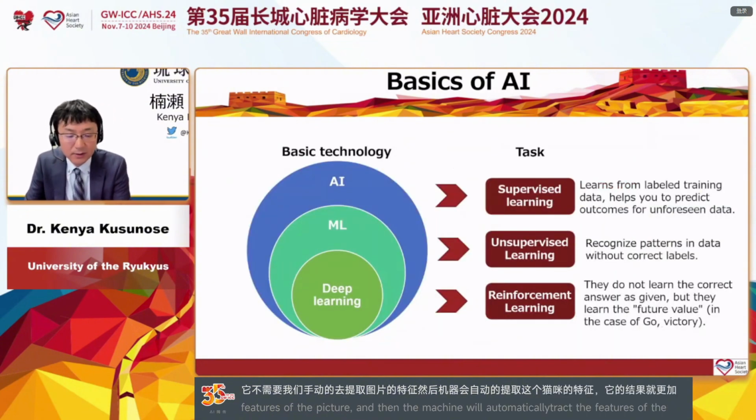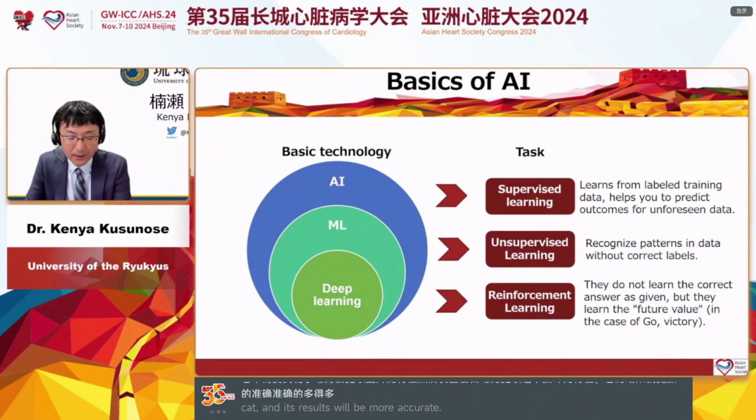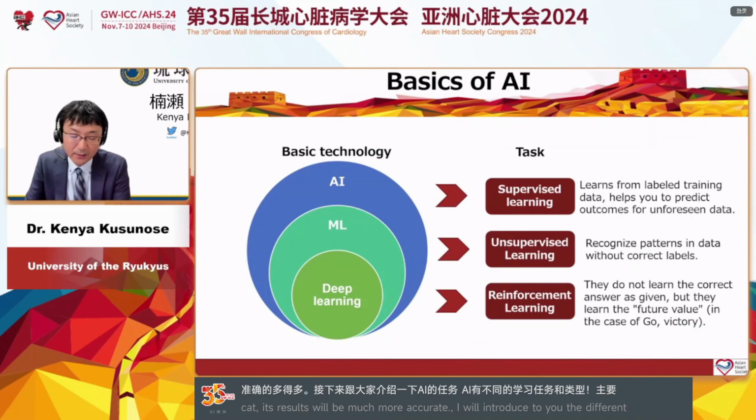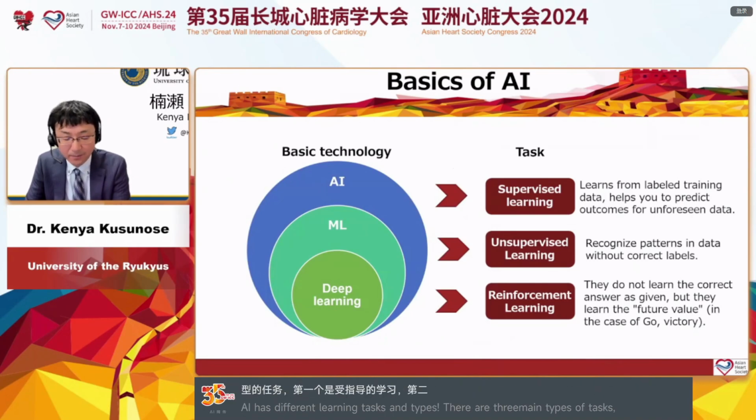Next, I introduce the tasks of AI. Types of learning with artificial intelligence can be classified into three categories: supervised learning, unsupervised learning, and reinforcement learning. Today, we focus on supervised learning in this presentation.